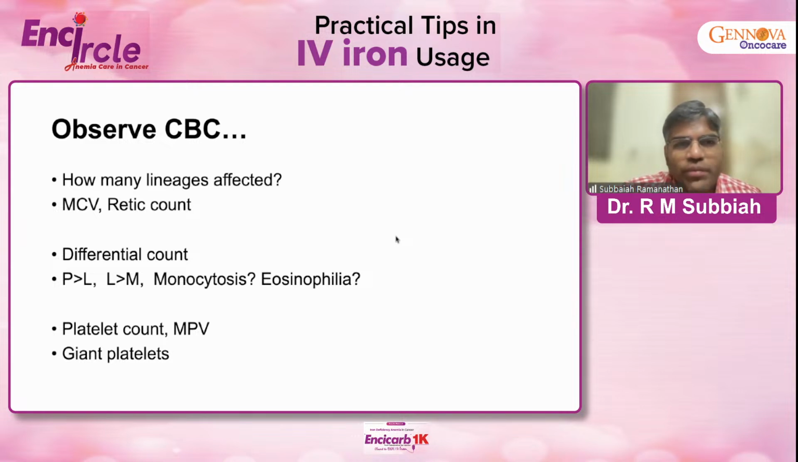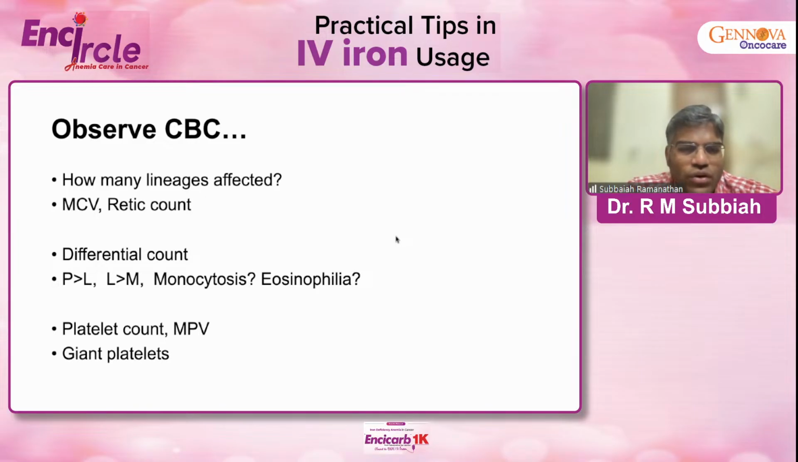So when you observe the CBC, you see how many lineages are affected. If it's just one lineage, anemia, leukopenia, thrombocytopenia, or bicytopenia or pancytopenia. MCV, if it's low, there are some causes. When it's high, there are some causes. Retic count is a surrogate for bone marrow healthiness, especially when there is anemia. When hemoglobin drops, you expect the retic to be high. If that is happening, the marrow is compensating, increasing the production for the need. But when it's low or inappropriately low, there's something wrong within the marrow. It could be a deficiency of nutrients, or it could be a pathology within the marrow.